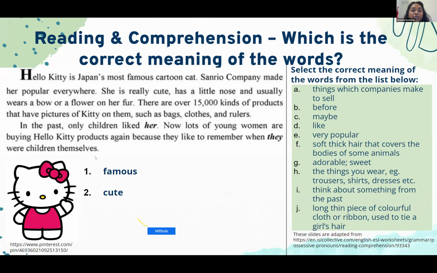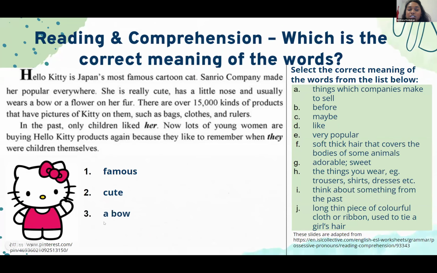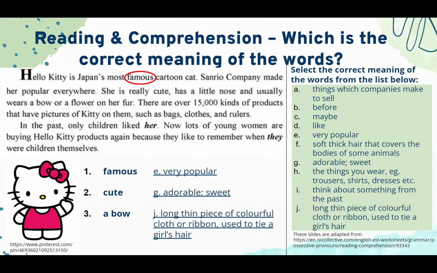Okay, E, very popular. What about number 2? What about cute? Which has the meaning of cute? Letter G. Very good. G, adorable, sweet. Yes, adorable, sweet. Okay, what about a bow? Which one is the meaning? J. A long, thin piece of colorful cloth or ribbon used to tie a girl's hair. Yes, very good.